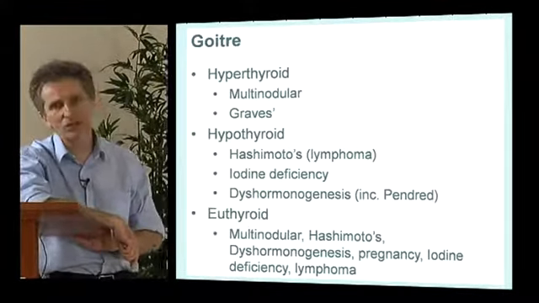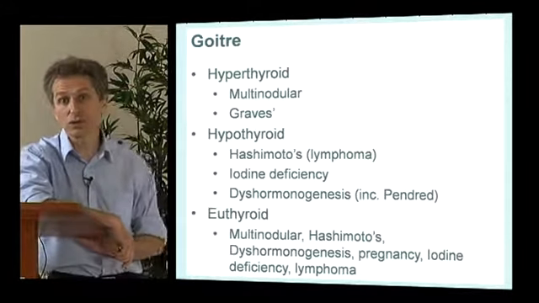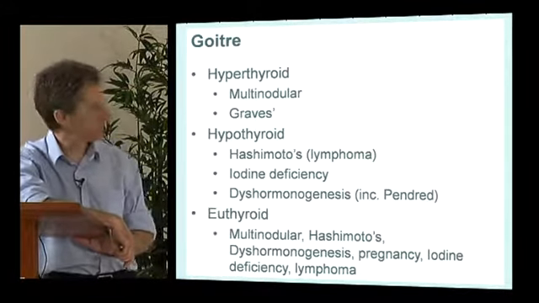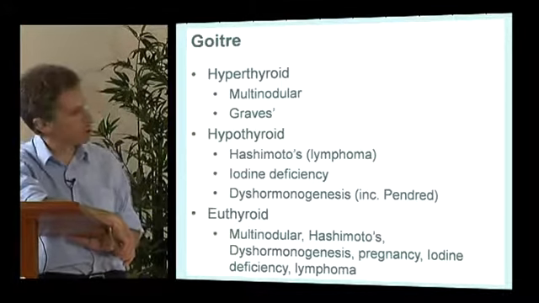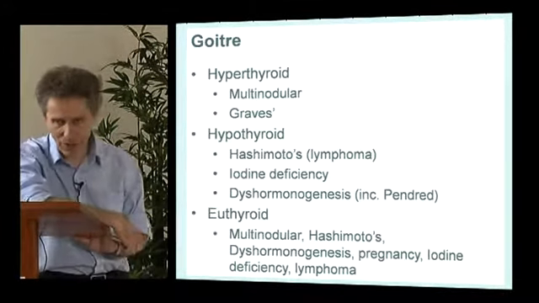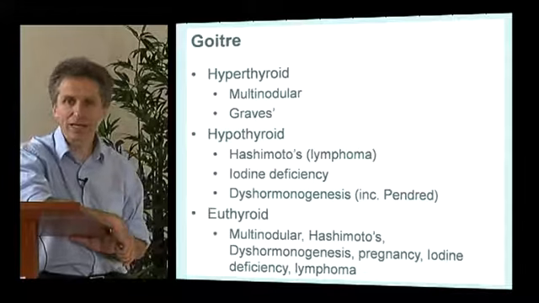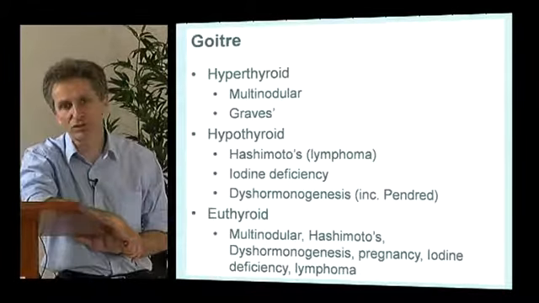Iodine deficiency is unusual in the UK to cause large thyroid enlargement. But most commonly the patient is euthyroid with a multinodular gland, so it can be euthyroid or thyrotoxic, and Hashimoto's disease can cause an enlarged gland, but not usually so much so that you get retrosternal extension. And there are other causes listed there of a euthyroid enlargement of the thyroid gland or goiter.